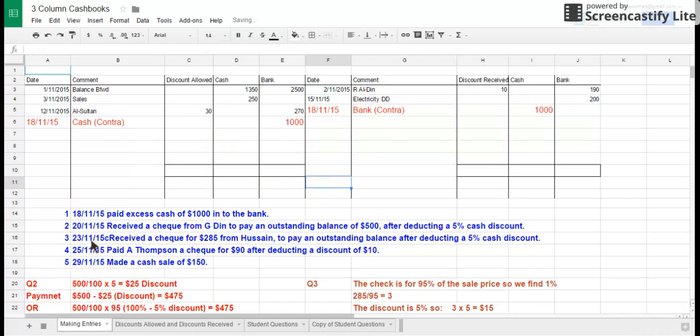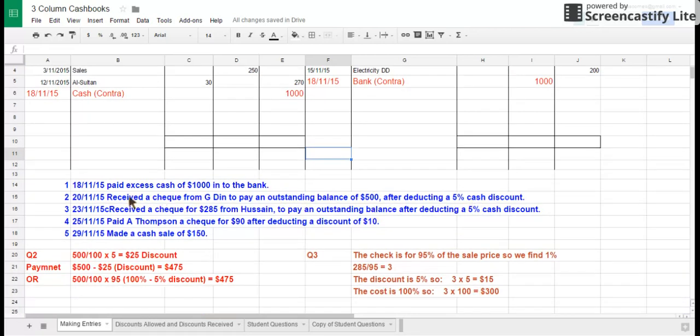Next transaction, we've received a cheque from GDIN to pay an outstanding balance of 500 after deducting a 5% cash discount. You have got to read these questions very, very carefully. In this case, he's paying off an outstanding balance of $500, and before he sends a cheque, he is going to deduct a 5% cash discount. So we'll need to do 500 divided by 100 to find 1%, and then multiply it by 5 to find out the discount, which is $25.